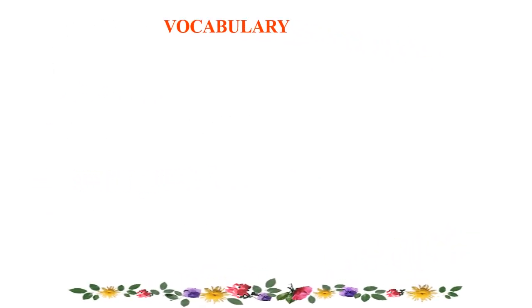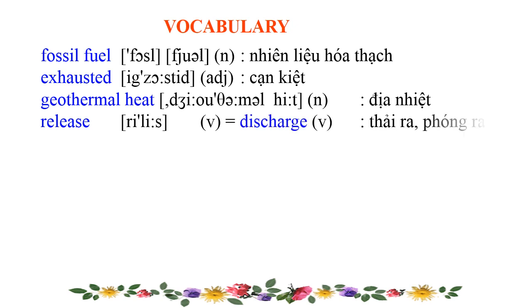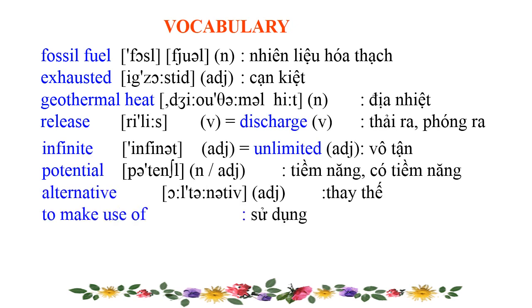Here is the list of vocabulary. Make sure that you take note of the words in your notebook and try to learn them by heart. And now, look at these words, listen, and repeat after me. Fossil fuel, exhausted, geothermal heat, release, infinite, unlimited, potential, alternative, to make use of, to make full use of.